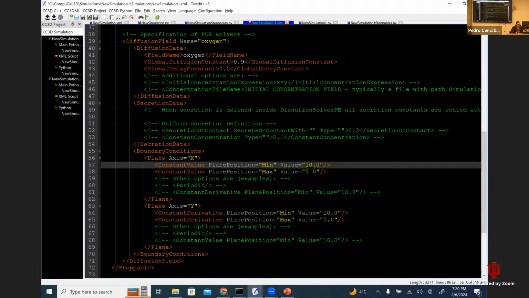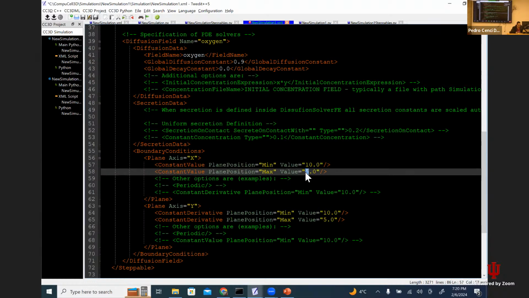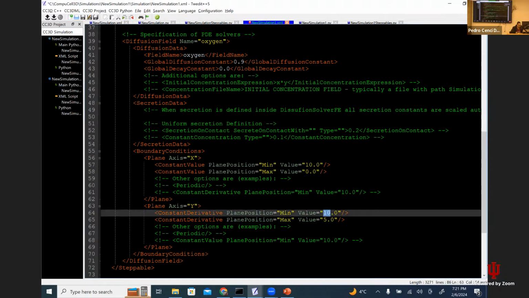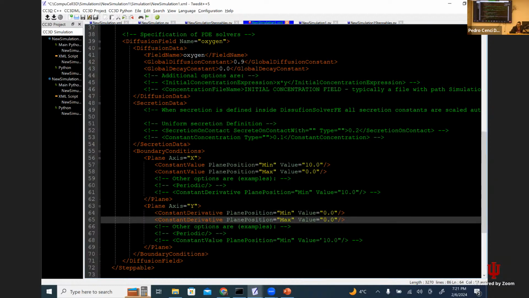Let's suppose I want to set a linear gradient across the X direction. I can set min and max different constants like this, so let's say 10 to 0. And in the other direction, since I want a linear and nothing else, I choose a constant derivative 0, so there's no exchange in the Y direction. And now I run.